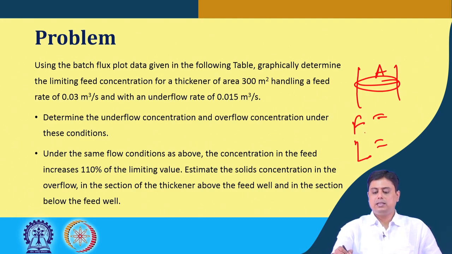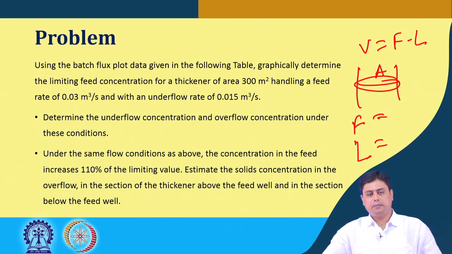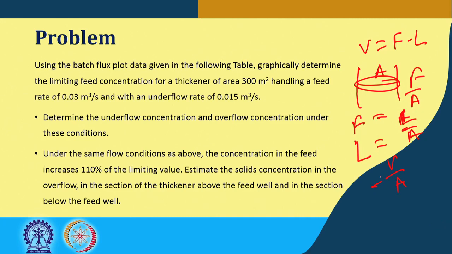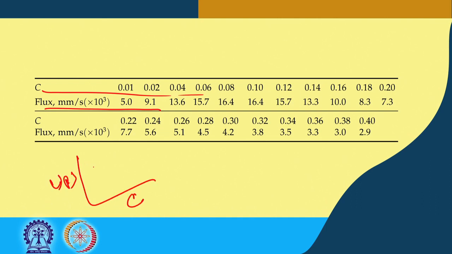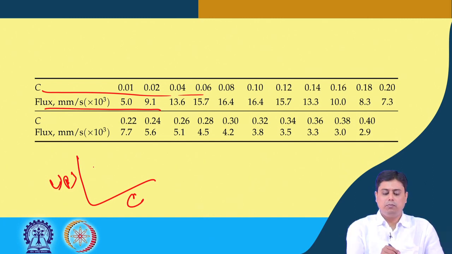First of all, this is F, this is L, this value is known. So, we can easily calculate V, which is F minus L. And then we can find out the values of F by A, L by A and V by A, or rather minus V by A. Then we have this data given, that is C and the flux, UPS is mentioned. If we plot this, say we have a plot like this.